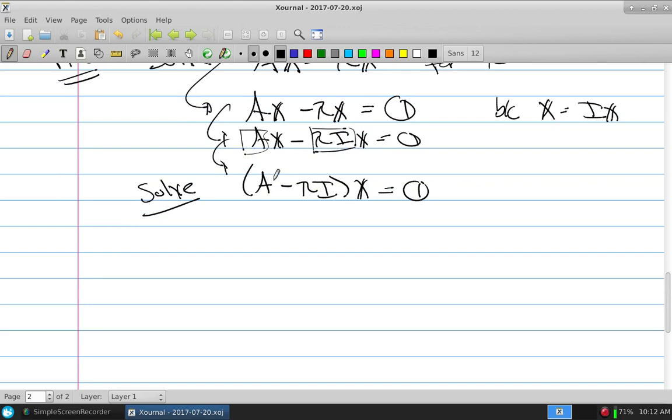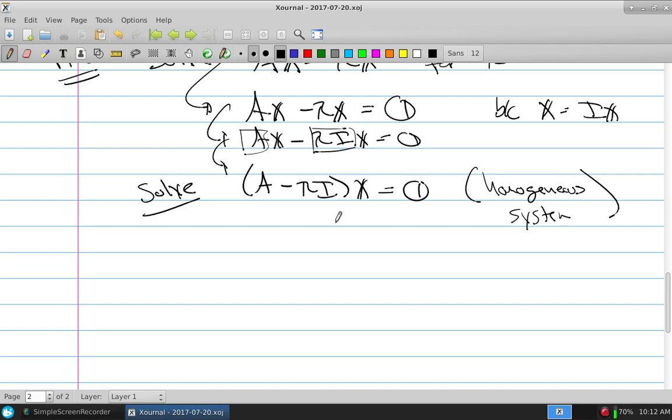If A is a matrix, lambda I is a matrix, matrix minus matrix, what is that thing? A matrix. It's a matrix. If I wrote a matrix times x equals 0, what do we normally call that? That's a homogeneous system of equations. So what have I run into? I've run into a homogeneous system. Boy, I know an awful lot about homogeneous systems.